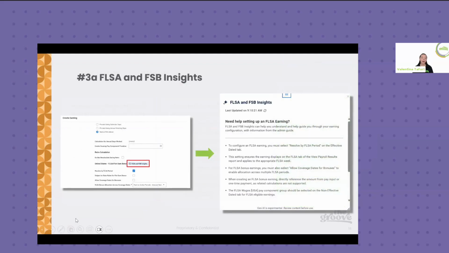And this is a visual of how this will look. So if you see on the left, we have the create earnings screen. And down there is where all the FLSA information comes in. So if you see, we have the resolved by FLSA period checkbox clicked, and then that FLSA insight little banner comes up at the top. When you click that, you'll be taken to the screen on the right, which is the FLSA and FSP insight page. And this is again the information that is AI guided and it's specific to you and your tenant.